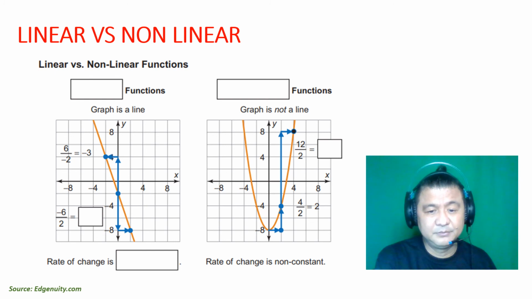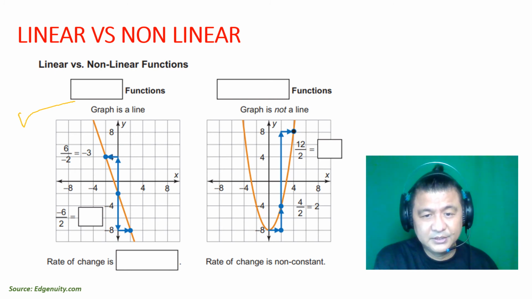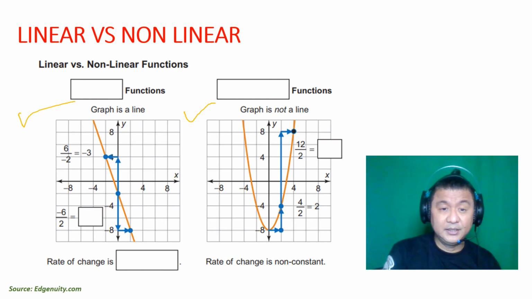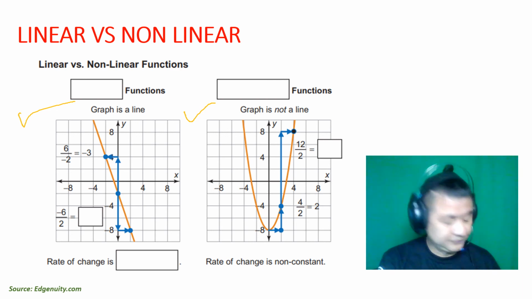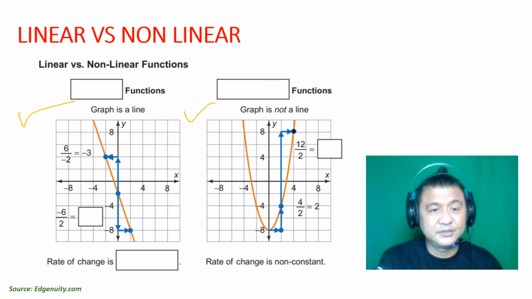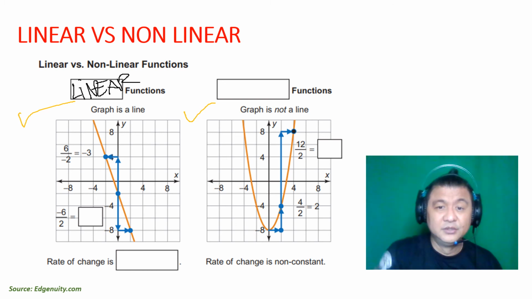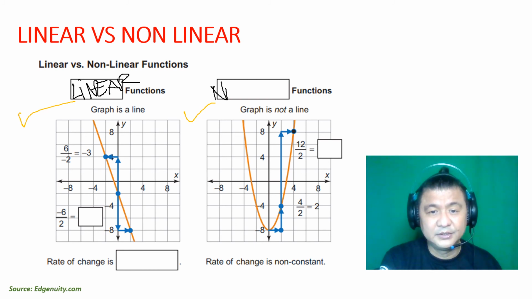Okay, I have two examples here. Look at this orange line on the first graph and look at the orange line on the second graph. Obviously, just by looking, which is a line, obviously the left side is the line. So let me write the word linear here. Linear. And the other one, it's not a straight line, right? It's curved. So write the word nonlinear.